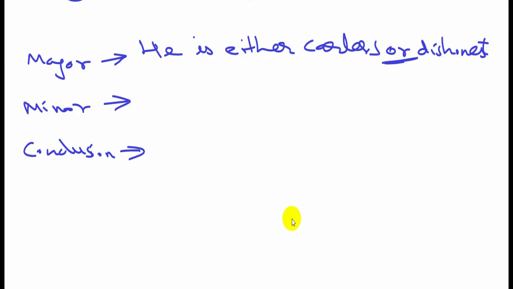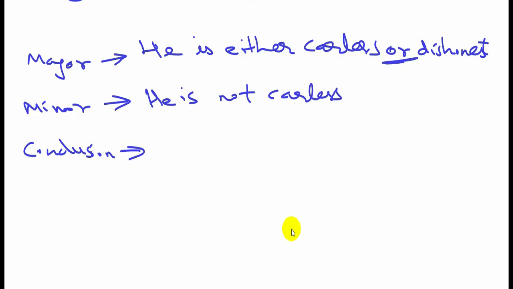So the minor says he is not careless. It denies this. He is not careless. Therefore, he is dishonest.